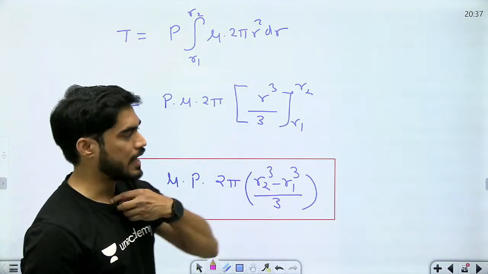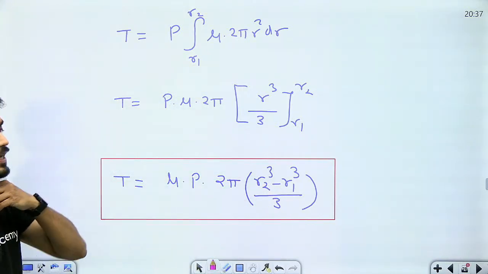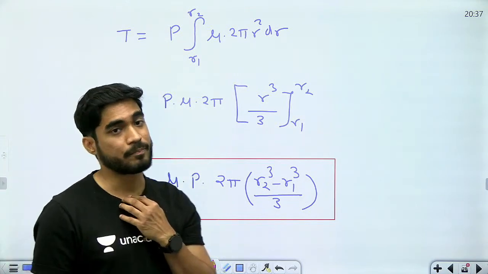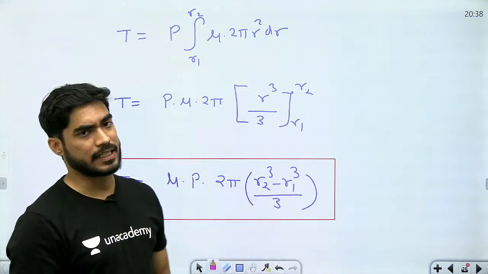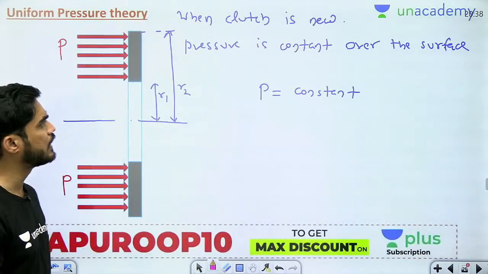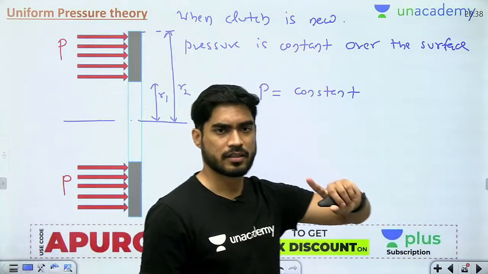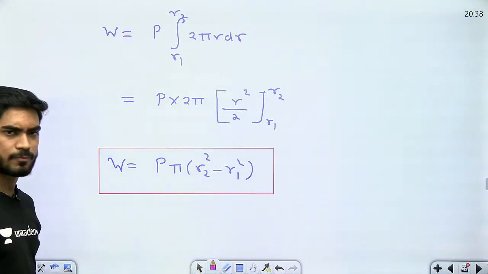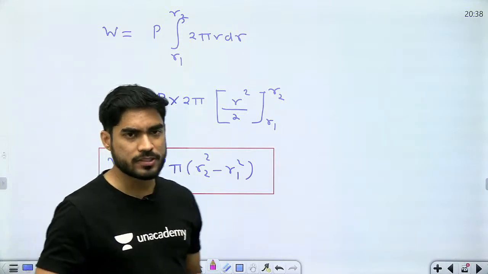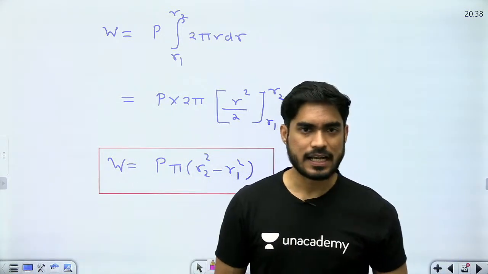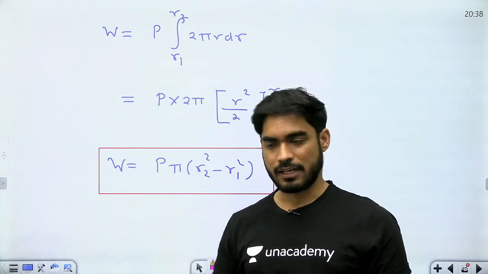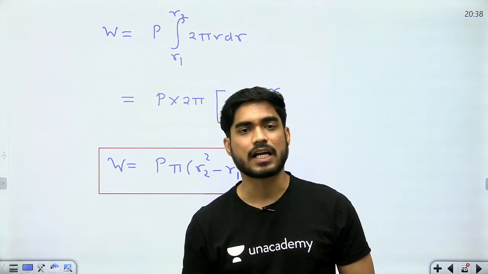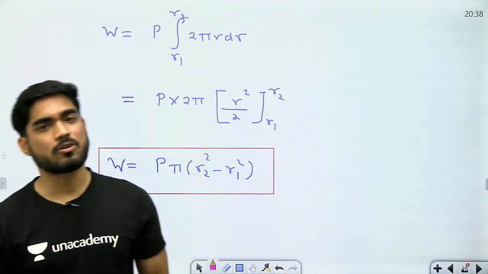So this is the equation of pressure and torque according to uniform pressure theory. But uniform pressure theory is only applicable when the clutch is new and the pressure is constant. But once the clutch becomes old, as you use the clutch, it will wear off. There will be wear on the surface of the clutch, and the pressure will not be constant over the surface.